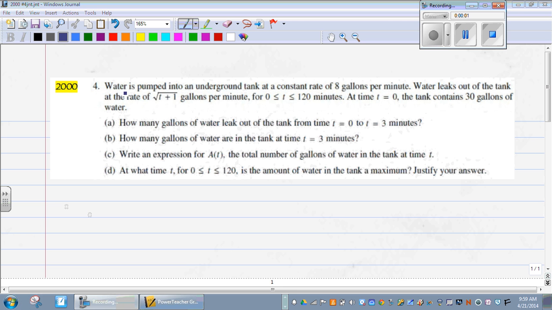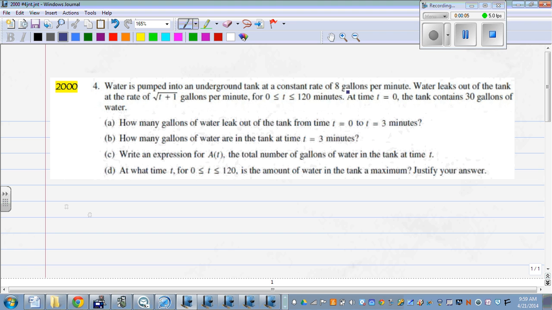So for number 4, water is pumped into an underground tank at a constant rate of 8 gallons per minute. All right, so it's pumped in at 8 gallons per minute. Water leaks out of the tank at the rate of square root of t plus 1 gallons per minute. So that rate is changing with time. And this is going to be going from t equals 0 minutes to t equals 120 minutes. And then it tells us at time 0, we start off with 30 gallons of water in the tank.